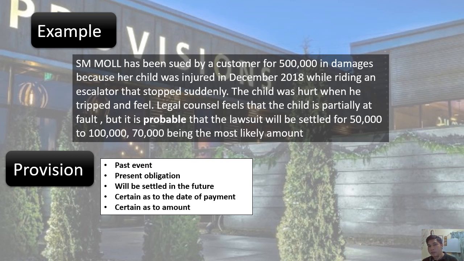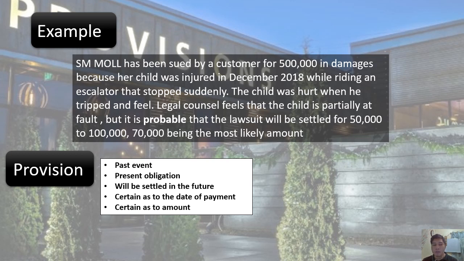Do you think there is a present obligation? The answer is also yes because we are obliged to answer and there is a probability that the obligation will be confirmed. So actually, there is a present obligation, but the probability of the confirmation is not yet certain. But based on the statement provided by the legal counsel, it is probable that the lawsuit will be settled. So ibig sabihin po, malaki ang tsansa na tayo ay magbabayad sa ating customer, which is yung customer na nag-file ng lawsuit against us.